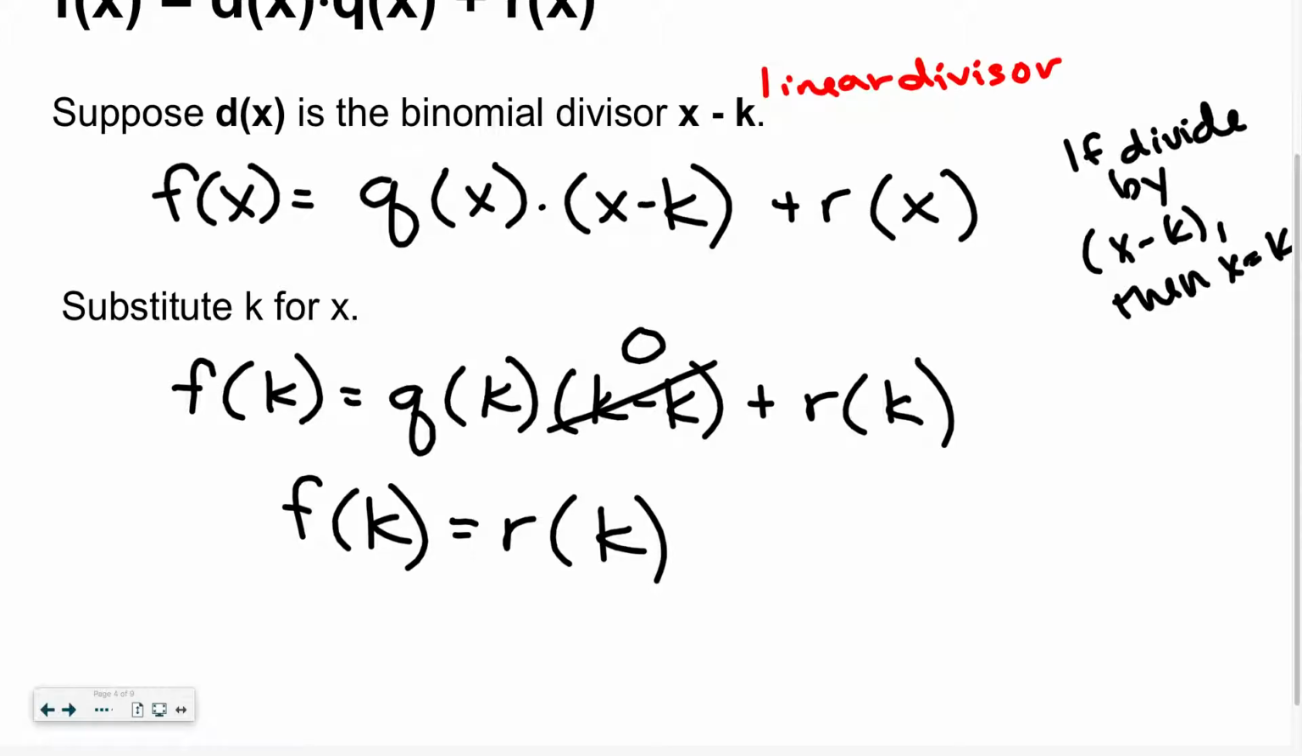Grace: How did you get rid of the quotient q of k? It's getting multiplied by 0. It doesn't have a plus separating it, so it is 0. Okay? So that's what's happening. We're thinking about it in terms of the division algorithm, in terms of what we're dividing by that linear factor. So we would be letting x equal k, and when we let x equal k, we end up with just the remainder. So here is your remainder theorem.